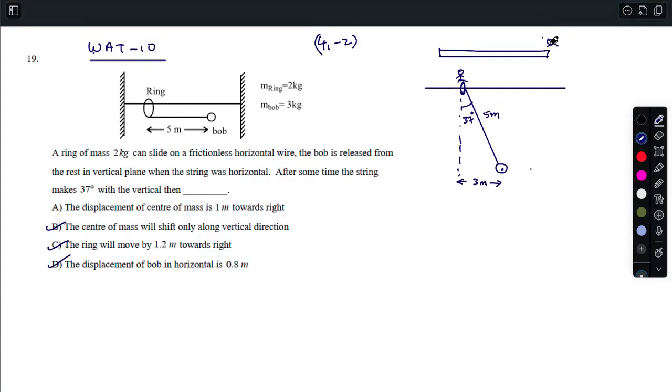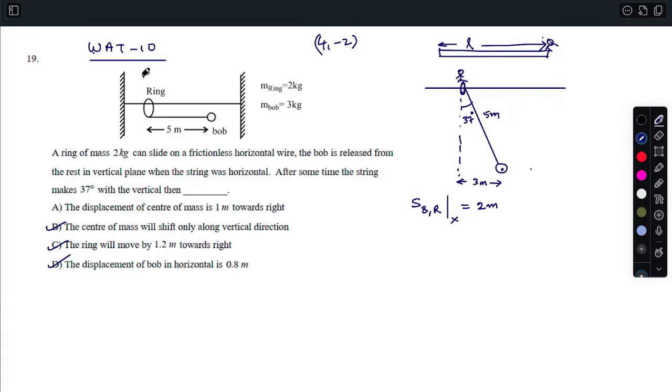Initially, here is the man, and the plank is of length L. Now, with respect to the plank, right now I am at 3 meter. Initially, I am at 5 meter. Now I am at 3 meter, right? So the displacement of the bob with respect to the ring, remember, this is the X component only, is 2 meter. Any doubt on this?